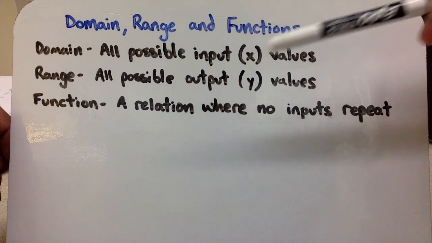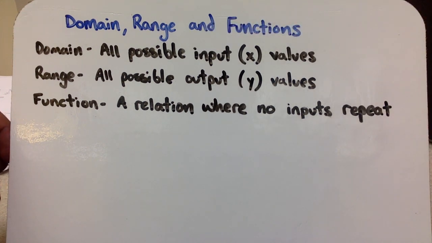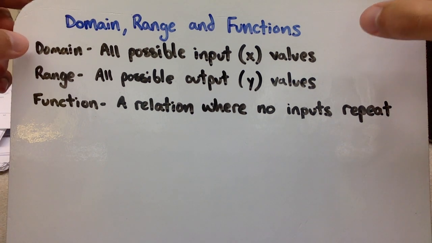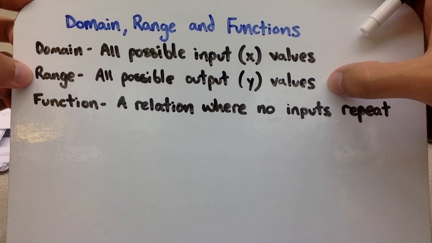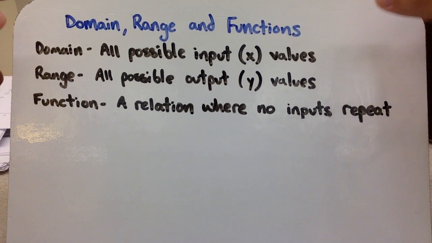Domain is a list of all possible input values in a problem, and range is going to be all possible output or y values in the problem. So domain is a list of all the x's we use, and range is all the y's that we're going to use in a problem. And keeping those two things straight is going to be really important.